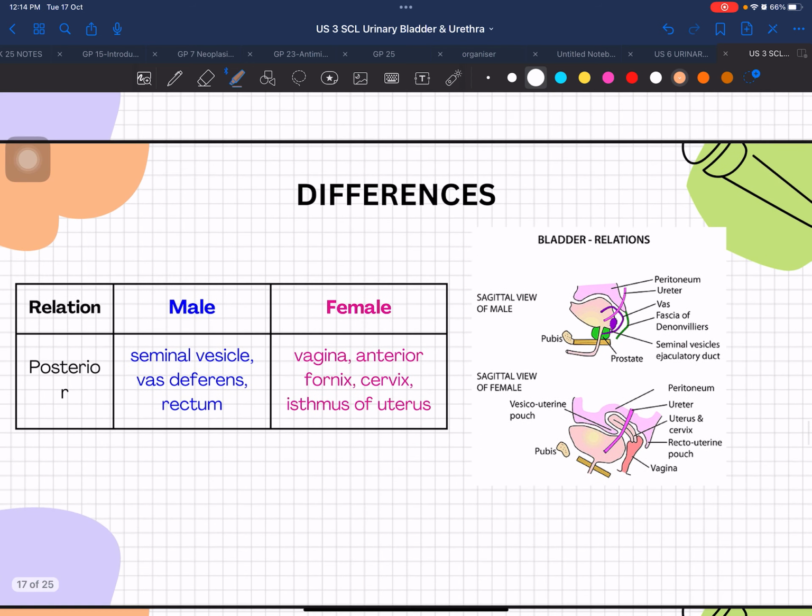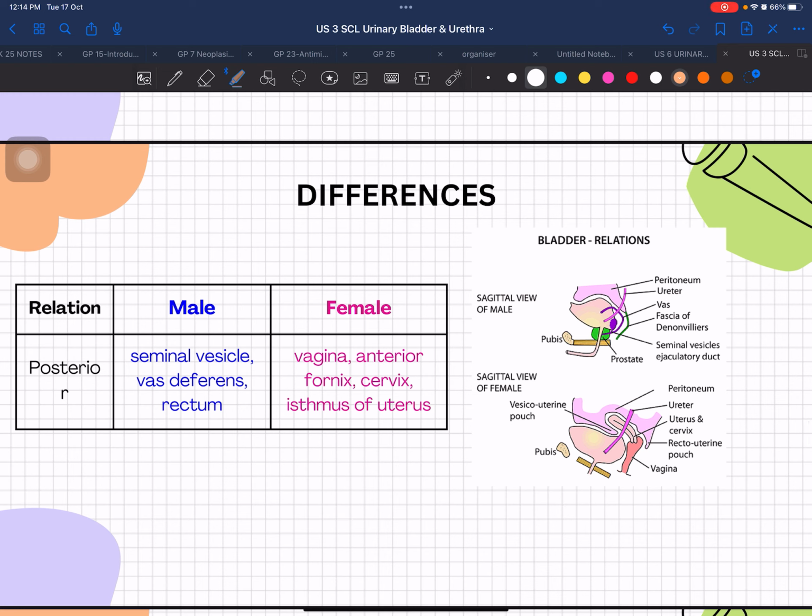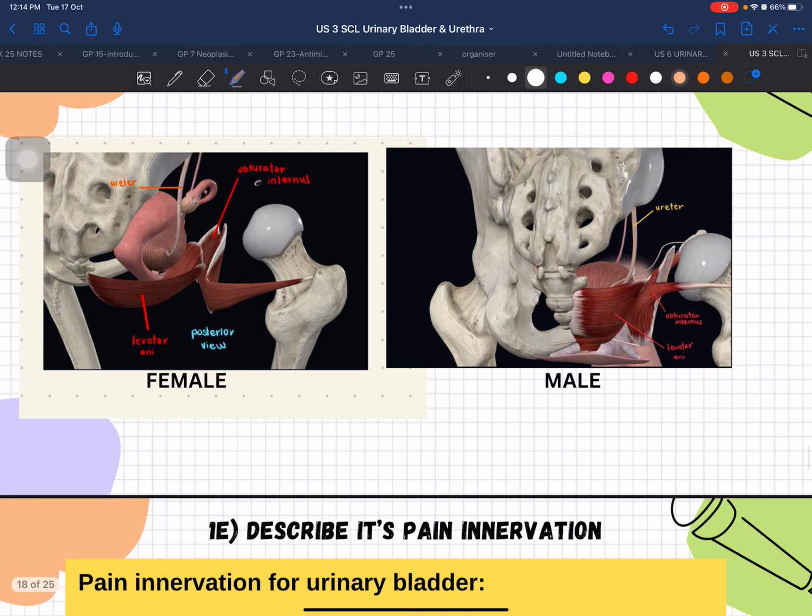Okay, so as I said, for both female and male, we have the obturator internus muscle and also the levator ani. This is for female and this is the male, obturator internus and levator ani. And then posteriorly, we have the ureter and also the ureter.